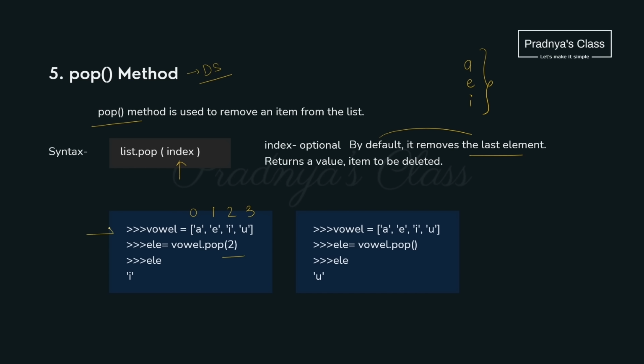So when you print the list, this item will not exist. The pop method returns the value. If you print it, you will get the deleted item, because in future, if you need that deleted item, you can store it in a variable. By default, it will delete the last item.